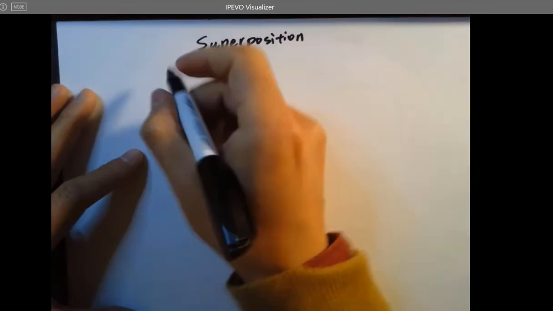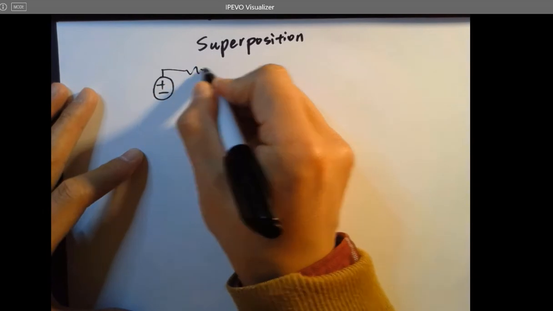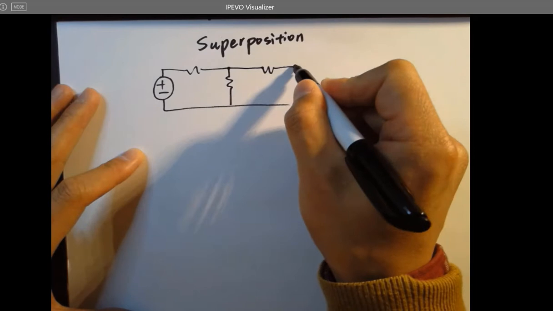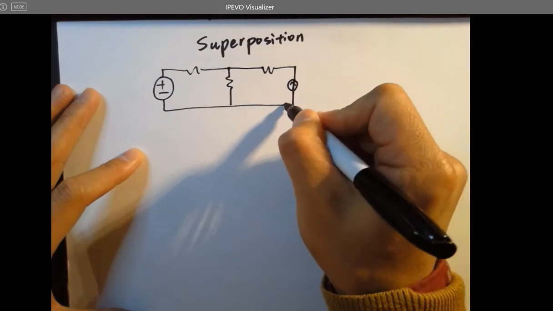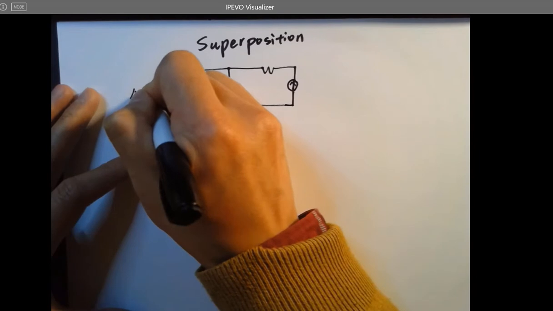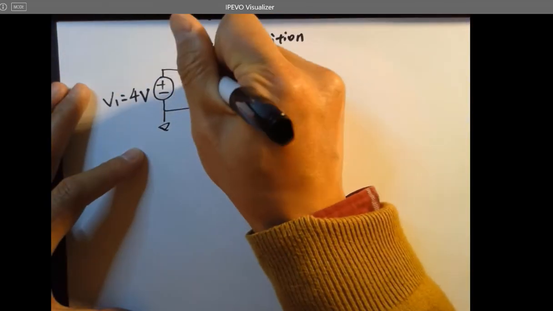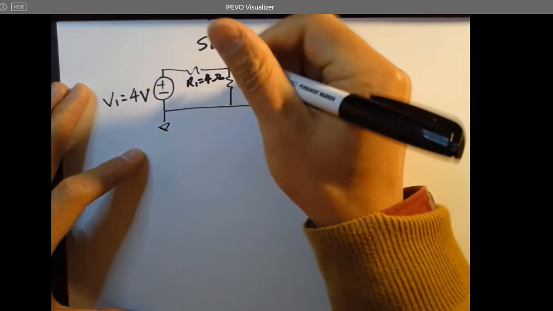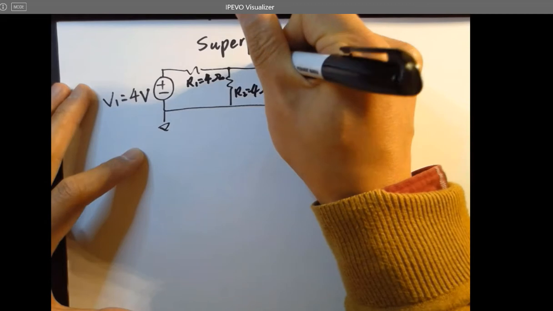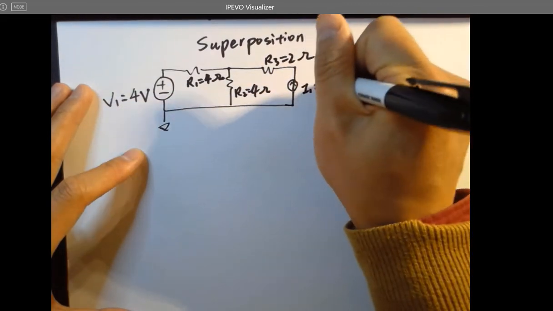Superposition. So let's look at this circuit first, and then I'm going to introduce the procedure to solve this circuit using superposition. V1 equals 4 volts, R1 equals 4 ohms, R2 is 4 ohms as well, R3 is 2 ohms, and I1 is 1 amp.